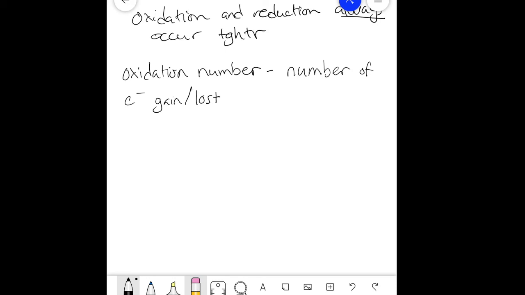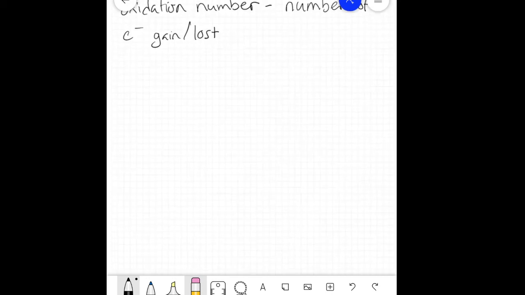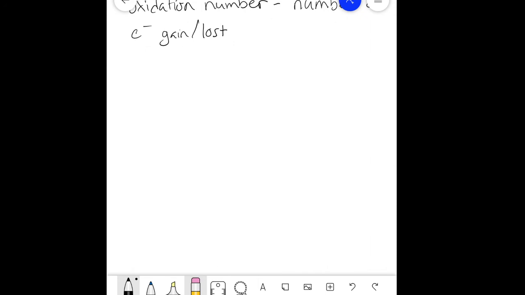So, let's start. If you have a free, uncombined element, it's O2, Cl, zinc. These all have zeros because in their natural state they haven't lost or gained electrons. They have the amount they started with.